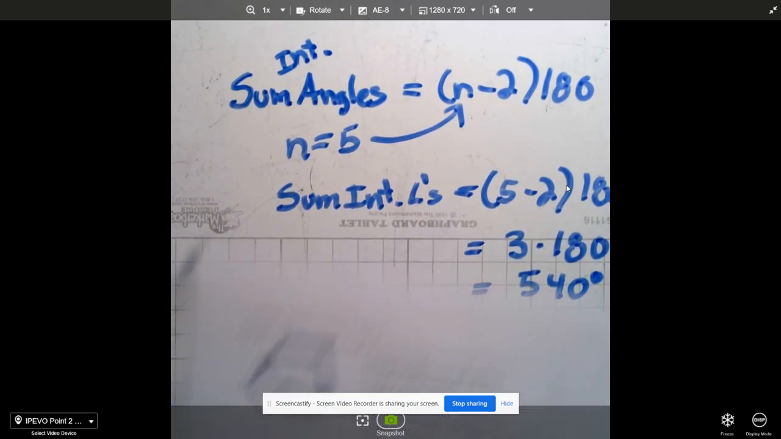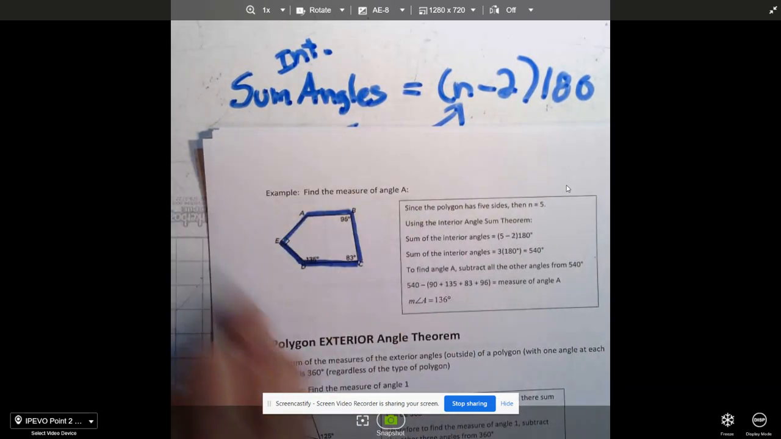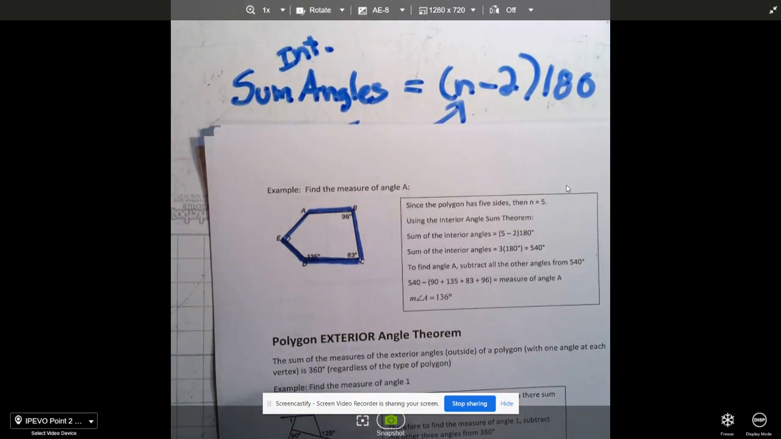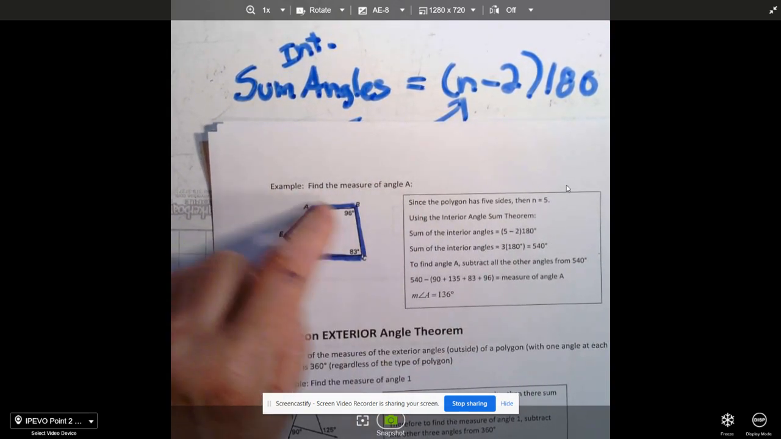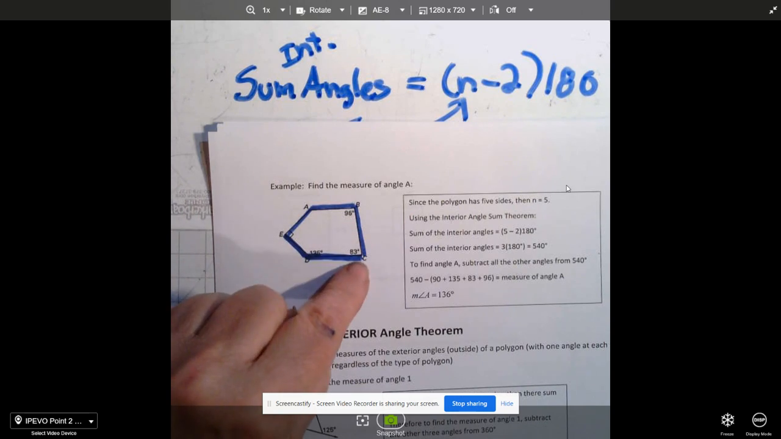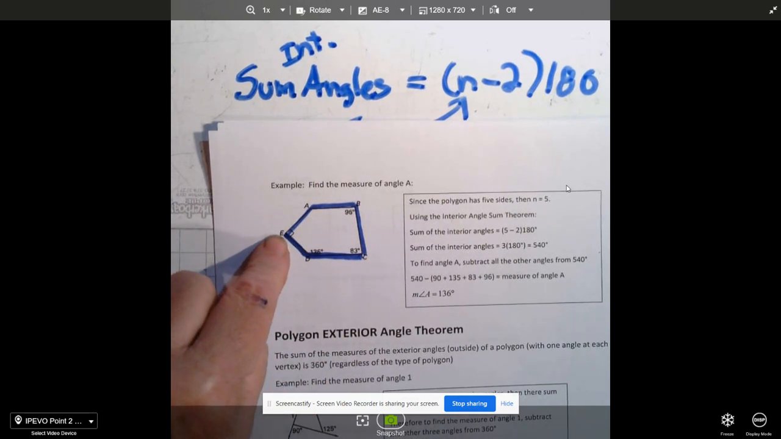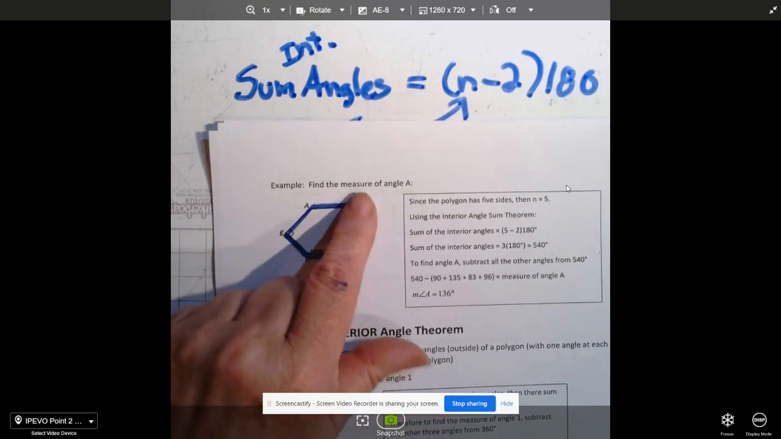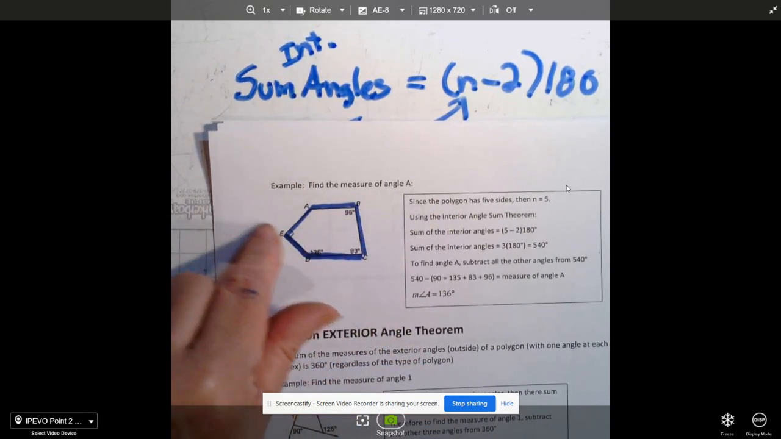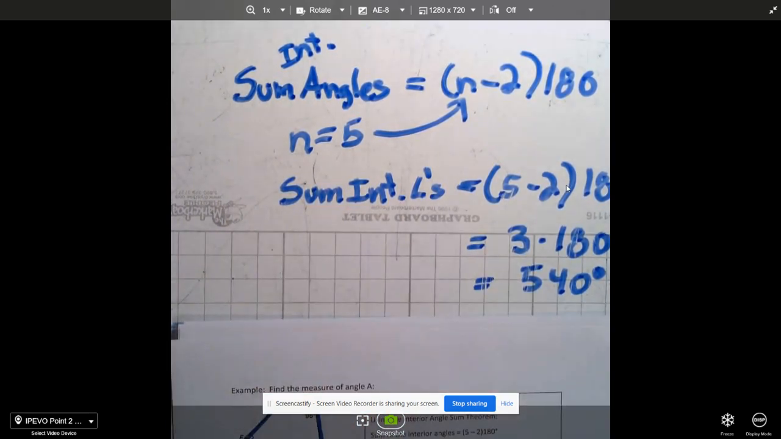So now I know if I added each one of these angles up together, it would all add up to a total of 540 degrees. But in this example, it said find the measurement of angle A. Well, I know B is 96, I know C is 83, I know D is 135, and E isn't listed, but it gives me that little symbol, so that little symbol means that it's 90 degrees. So I know 4 of the 5. So I could add up all of those 4, subtract it from my 540, and then I would have A.